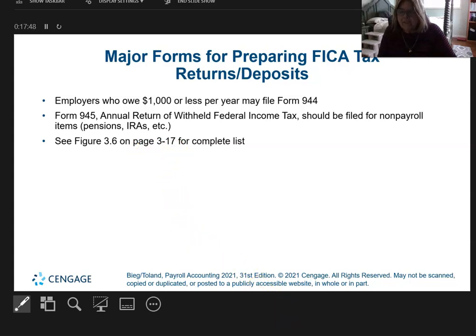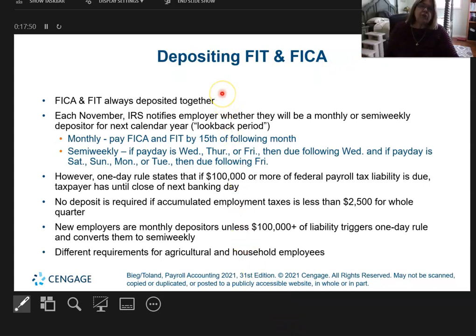So this money that was taken out has to be paid to the government. Now there's two types of taxes an employer took out: FIT, which is federal income tax, and FICA, which is your Social Security and Medicare. And they're always deposited together. And it talks about here in November the look back period. I'll let you read this information here. This is basically when it's due.